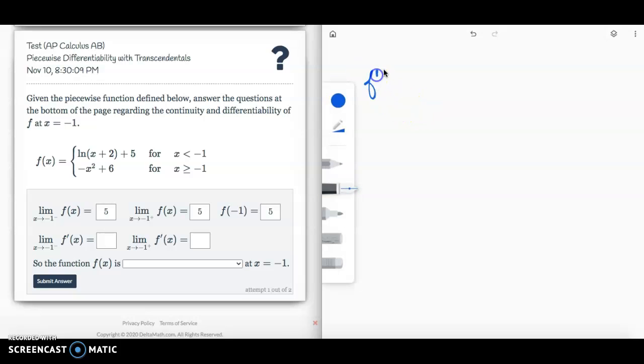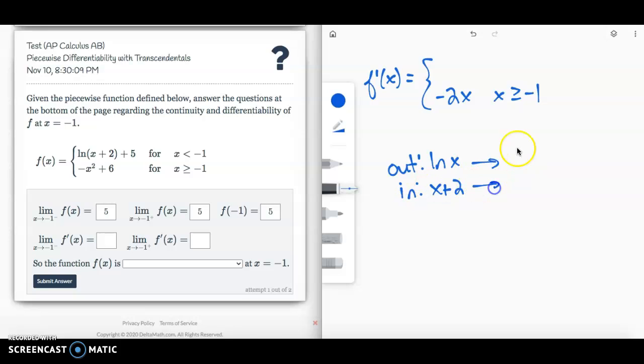So f prime of x equals, bottom one's easy, negative 2x for x greater than or equal to negative 1. Top one, technically you have to use chain rule. So your outside function is natural log. Your inside function is x plus 2. Derivative of natural log is 1 over x. Derivative of x plus 2 is 1. Derivative of the outside, keep my inside the same, times the derivative of the inside. So I would get 1 over x plus 2 times 1.